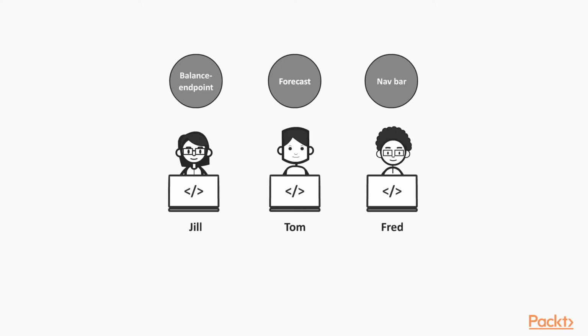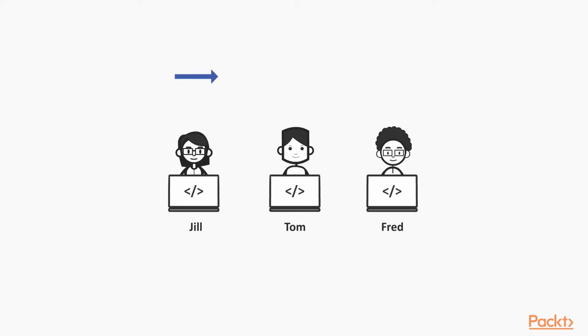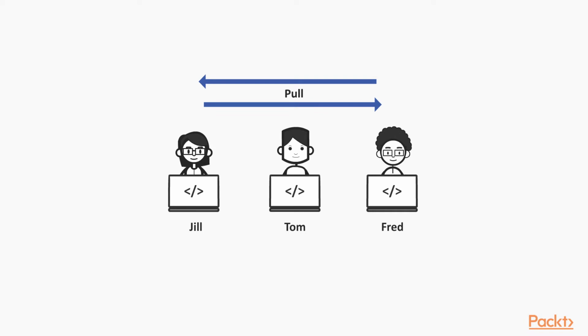Now each person has a version of the repository on their computers, but they all differ because of the newly created branches. Once Jill finishes, she can push her changes to the remote repository on Tom's machine. Fred can pull down Jill's changes to update his repository so he can review Jill's work.